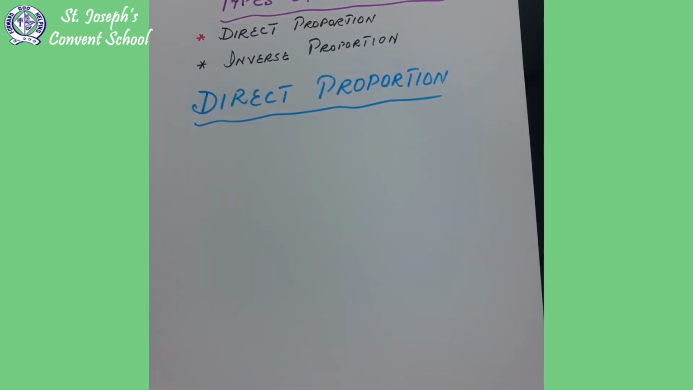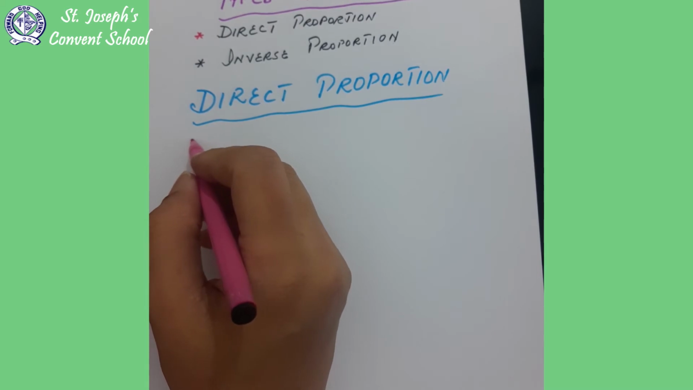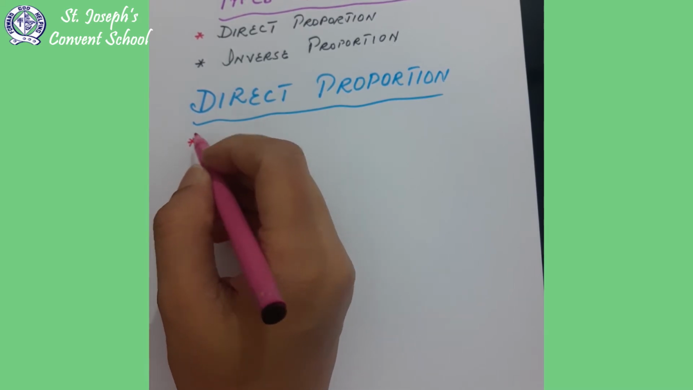So let me define this direct proportion, or explain to you what it actually is. When proportion between two sets is given, okay? Proportion means the equality of two ratios. So when proportion is given of two sets, what happens is, if the elements of one set increase, the other will also increase, okay? So this is direct proportion.